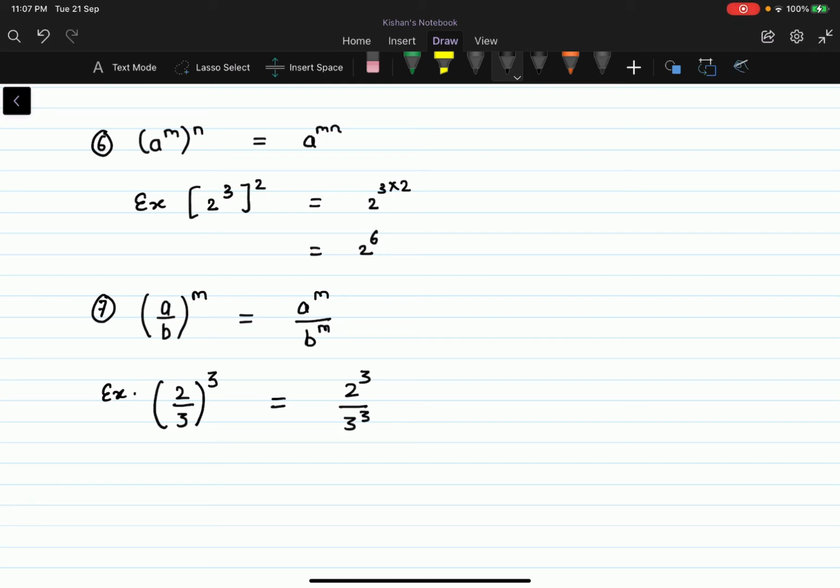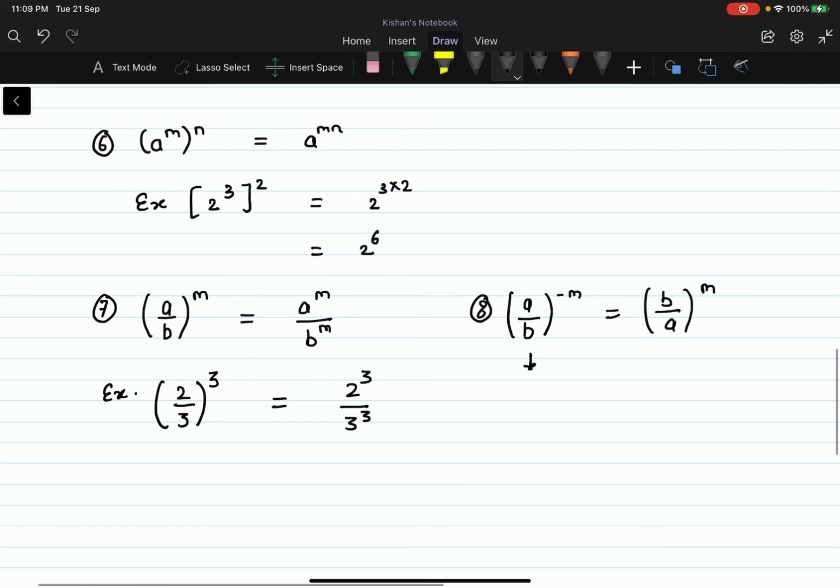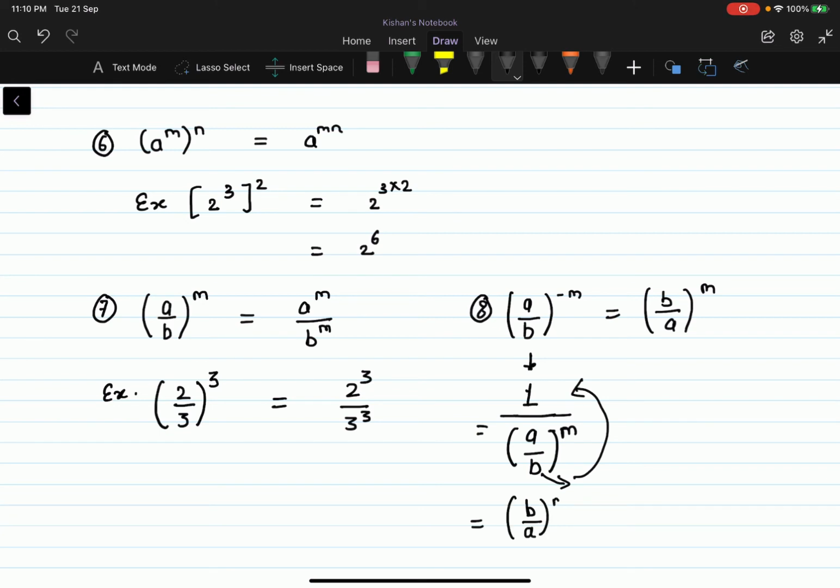Next law of indices, a divided by b bracket raised to minus m is equal to b divided by a bracket raised to m. इसे हम कैसे फॉर्म में लिख सकते हैं? 1 divided by a divided by b brackets raised to m. Now this b is in the denominator, therefore we will send this here. We can write it as b divided by a raised to m. Hence proved the laws of indices.